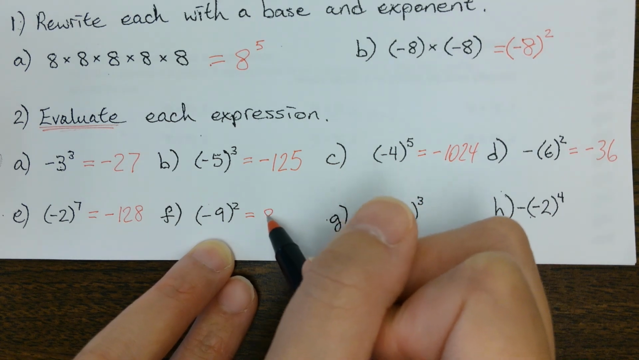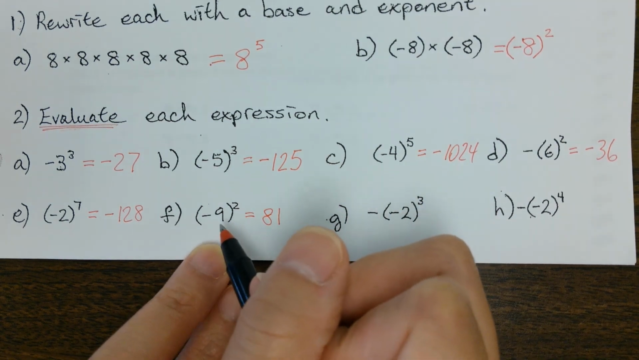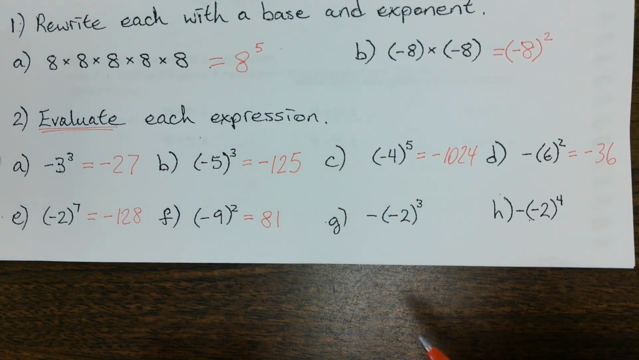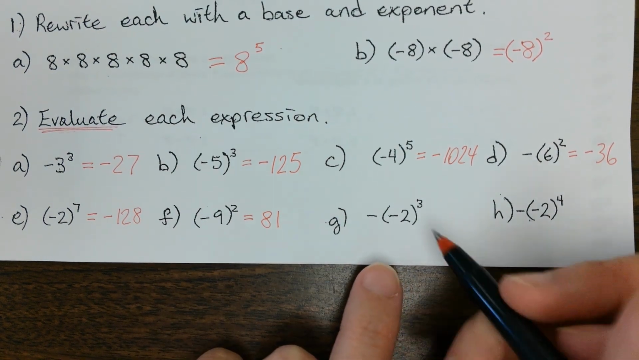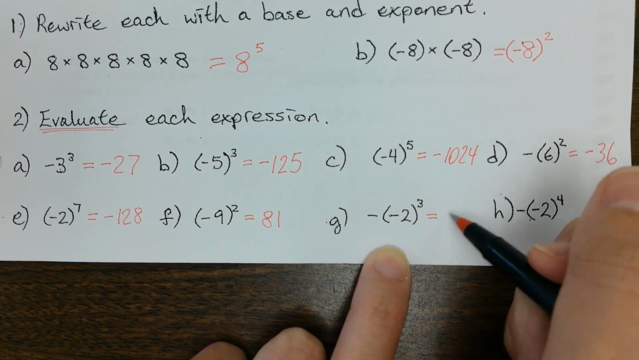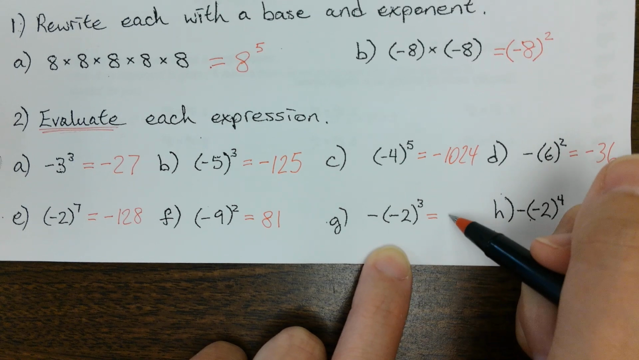Positive 81. Perfect. Positive because the negative is inside the bracket. And so negative 9 times negative 9 gives you positive. Jennifer? Oh, good. Okay, this one is a little tricky.